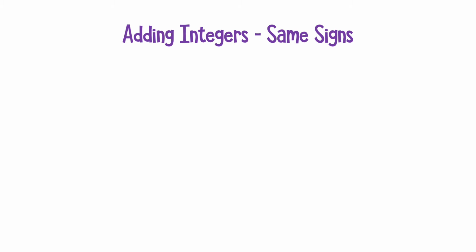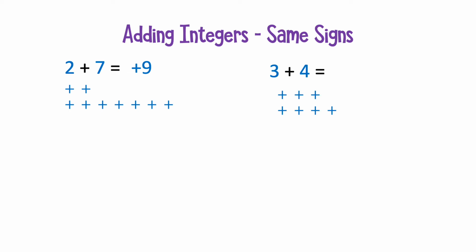Another way we can show addition of integers is to use algebra tiles, which are really just tiles that are represented as positive and negative. So if we have 2 plus 7, that's the same thing as saying 2 positives plus 7 positives, and that equals 9 positives. 3 positives plus 4 positives is 7 positives.